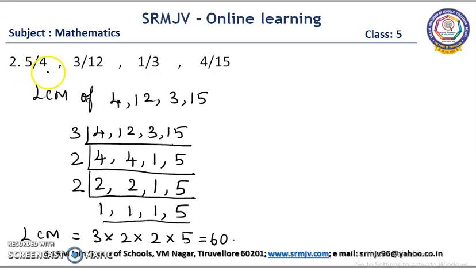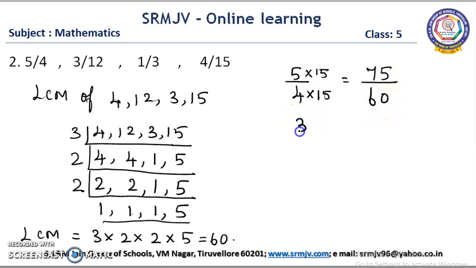Now we have to convert the given fractions with the denominator 60. So the first fraction is 5 by 4. In the 4 table, when do you get 60? 4 fifteens are 60. So by the same number, we have to multiply the numerator. 5 fifteens are 75. So 75 by 60.